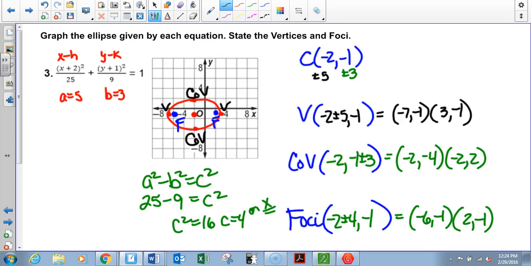How are we doing on number 3? Did I do anything wrong? Everybody got those same answers? We okay on 3? If you disagree with anything, let me know. You want to know how I got anything, let me know. You all right?